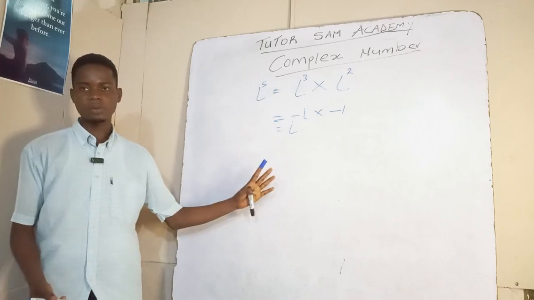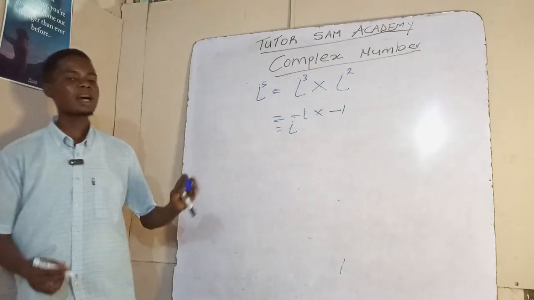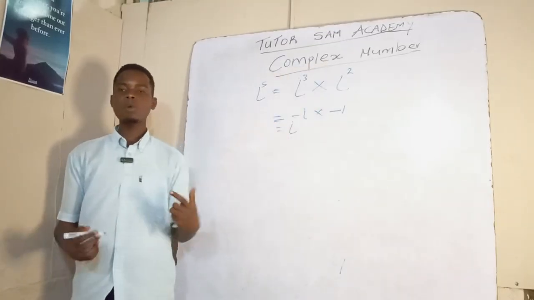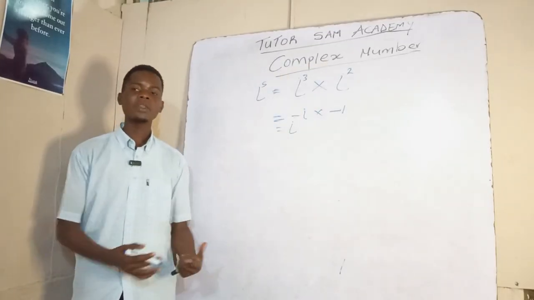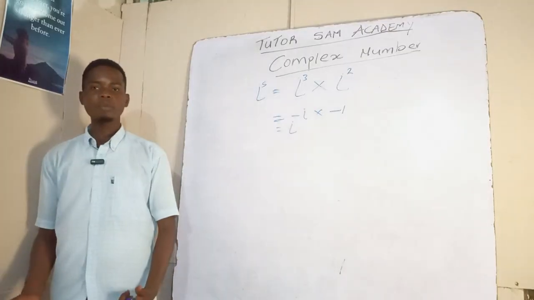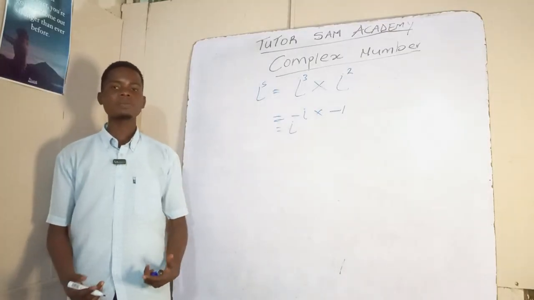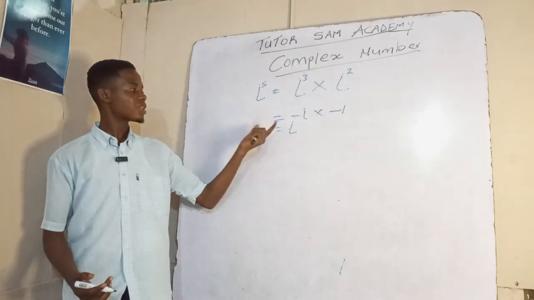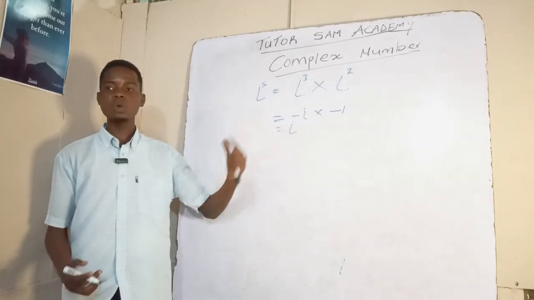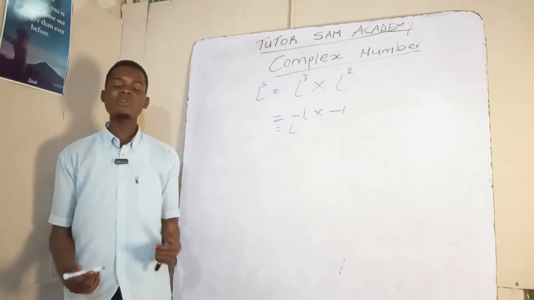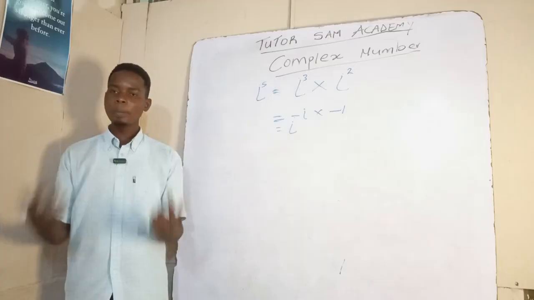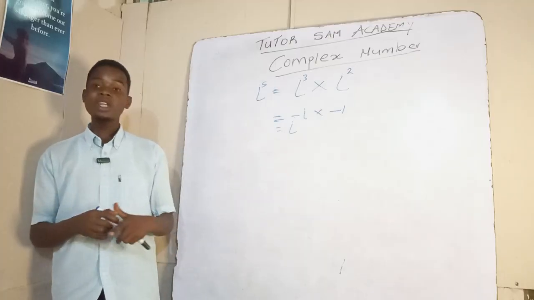Now, do we understand to this point? So far we have established what a complex number is. We've established that a complex number must have an imaginary number and it must have a what? A real number. We have also established that a complex number has i, which is the same thing as square root of what? Minus 1. And we have been able to find expressions for i raised to the power of 2, to the power of 3, to the power of 4.